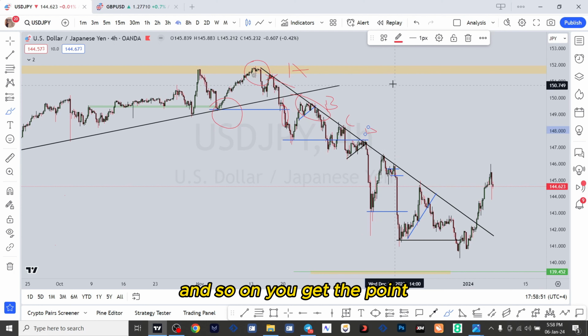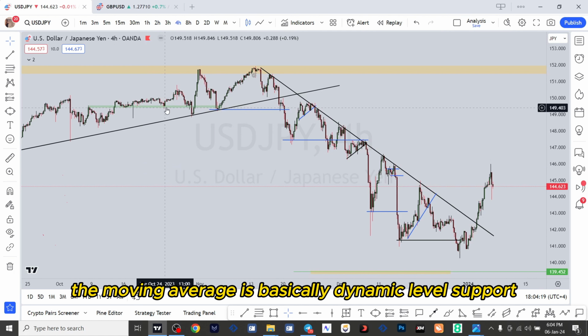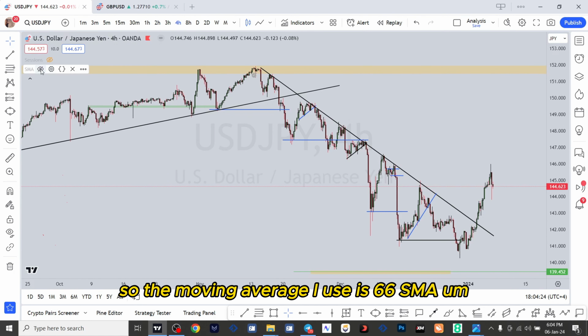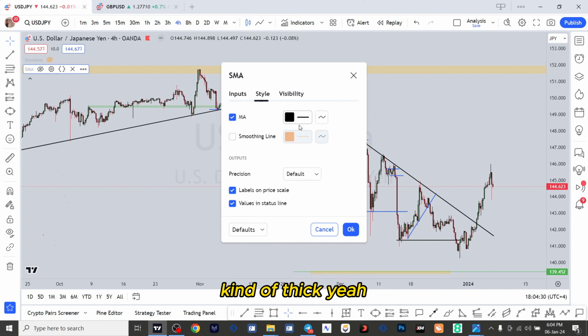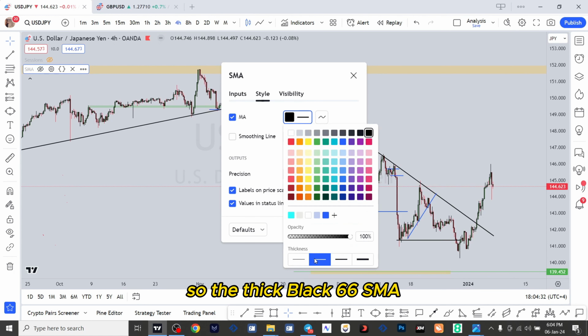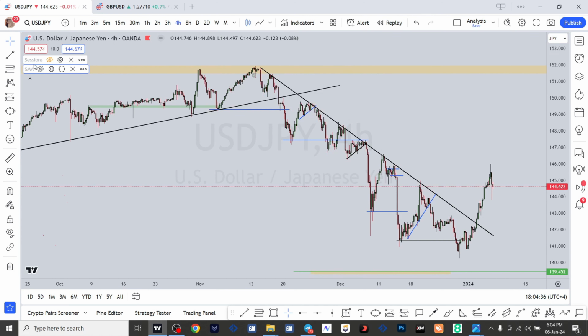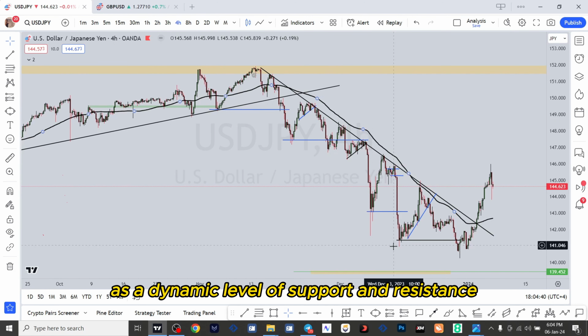You get the point. The second tip is basically using the moving average. The moving average is basically a dynamic level of support and resistance, and I'll show you that in a minute. So the moving average I use is the 66 SMA, kind of thick. Yeah, the thick black 66 SMA. I'm gonna turn that on in a minute. So yeah, it acts as a dynamic level of support and resistance.